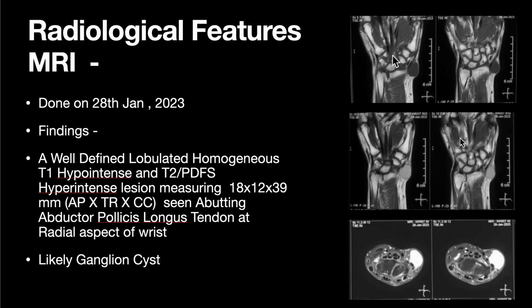The patient also had an MRI done on the same day, 28th of Jan 2023. First we should know that this is a T1 weighted image, this is a T2 weighted image, and this is a PDFS or fat suppressed image. In this we could see a well-defined homogeneous lobulated lesion which appears hyperintense on T1, T2, and PDFS. I did not put more images of it, but there was one more image where we could also see septa within the lesion. As we will study later on, septa are very characteristically seen in ganglion cysts on MRI.